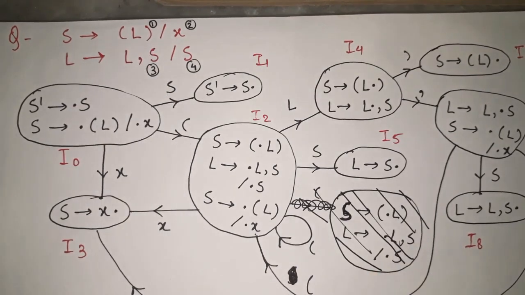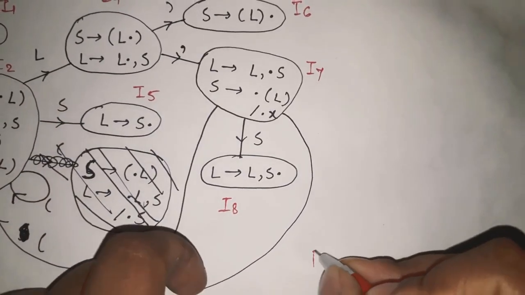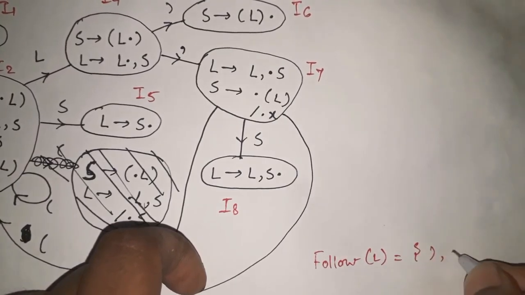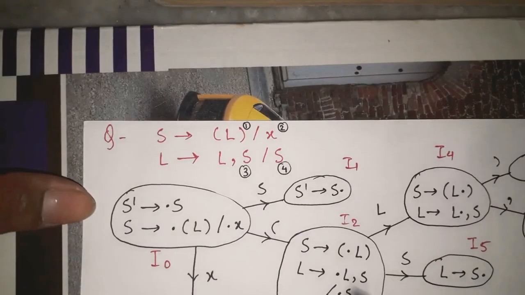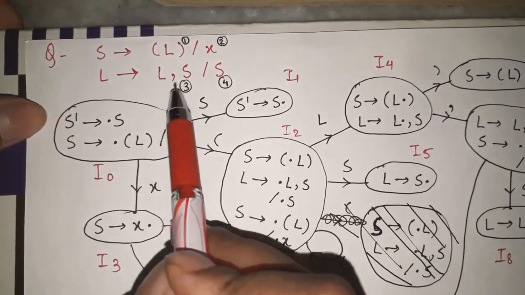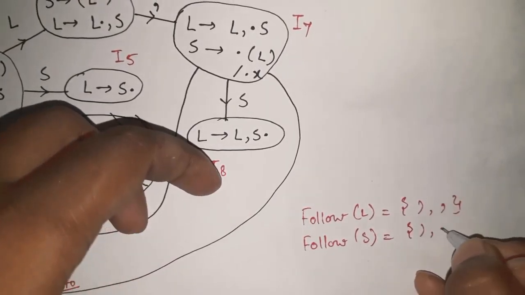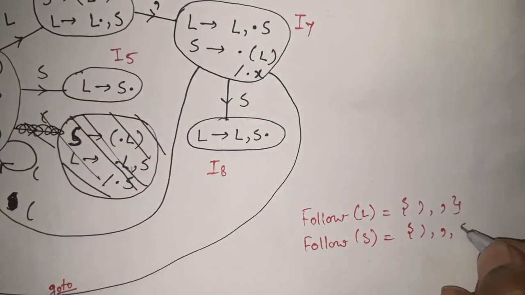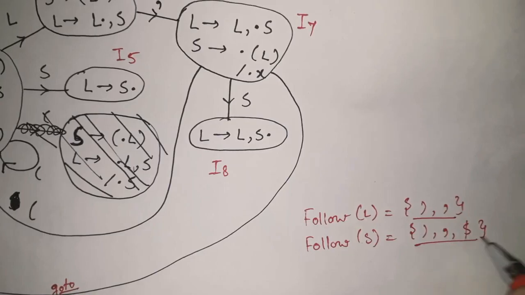Let me write it somewhere so that you can understand. Follow of L is simply opening bracket and comma. Since S is the last symbol here, follow of S will be equal to follow of L. As it is also the starting symbol, the follow set always has dollar. So follow of L is only these two, and follow of S is these three including dollar.